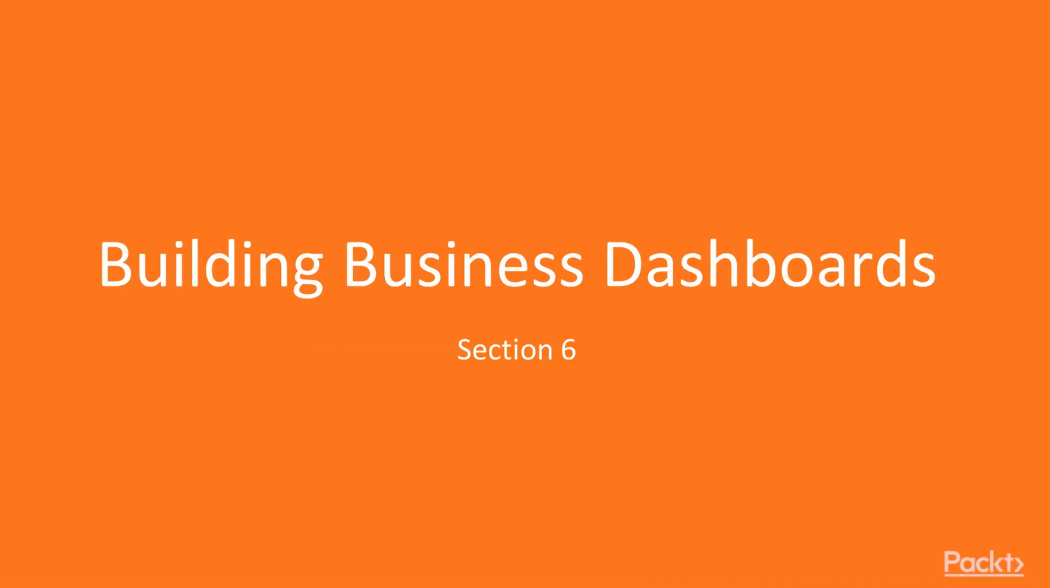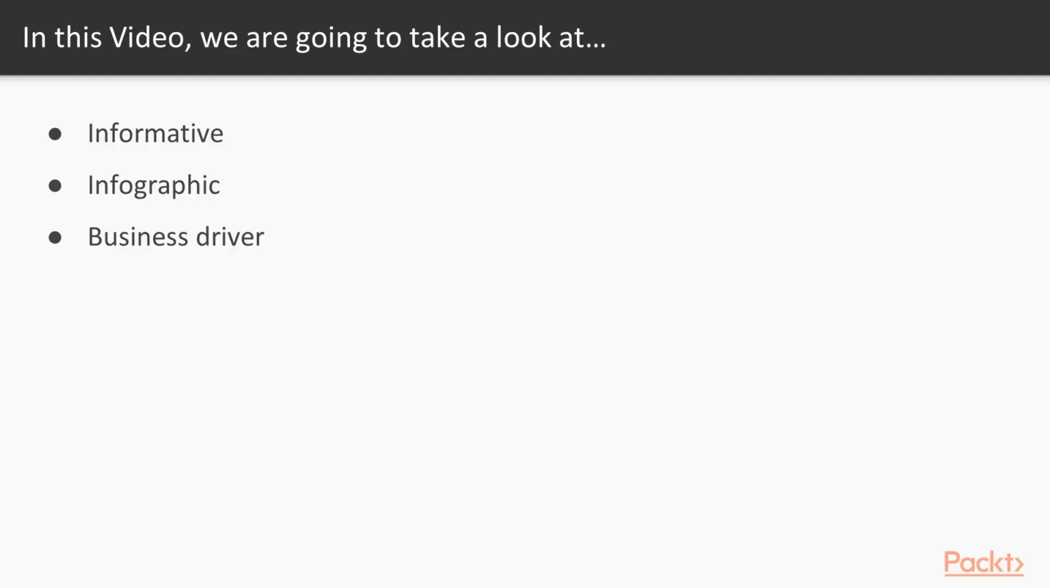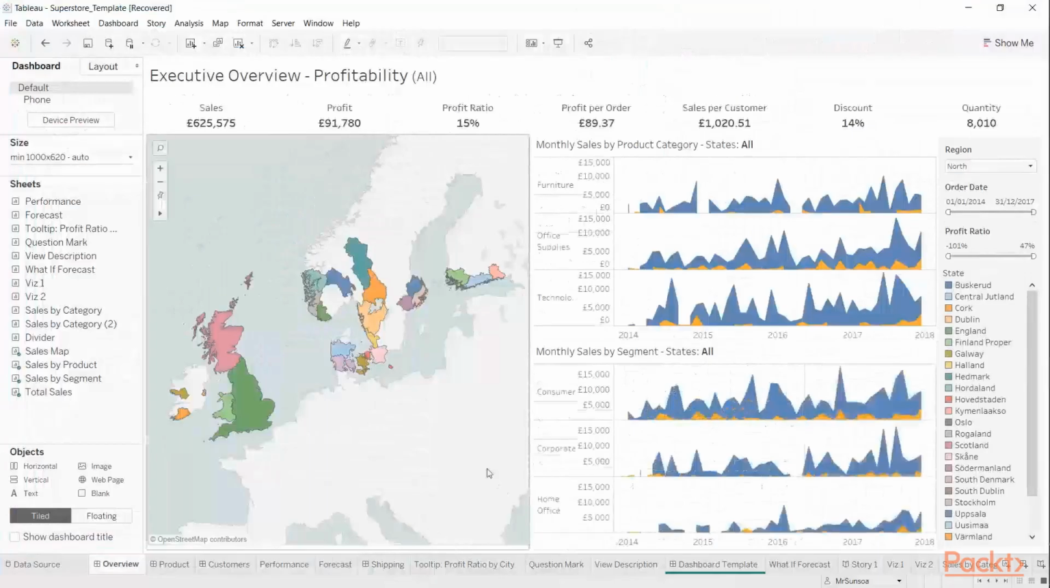Section 6. Building business dashboards. In video 1, we'll look at the types of business dashboard. This could be either an informative dashboard, an infographic, or a business driver. Again, we refer back to the Superstore template, the out-of-box workbook or dashboard. Firstly, we look at the informative dashboards.